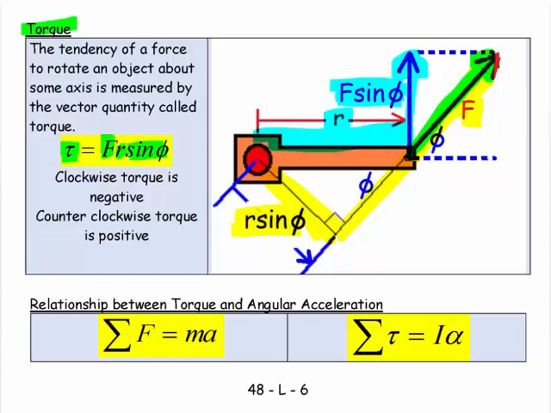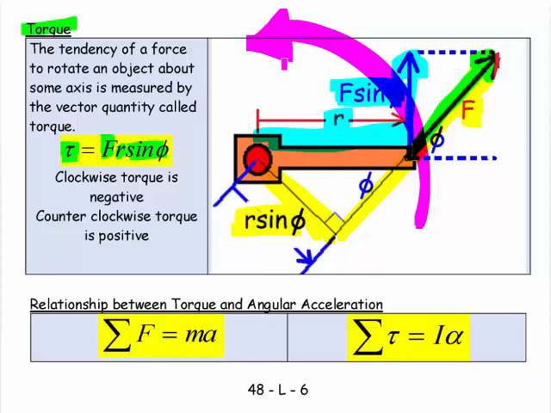So if a torque tends to cause a counterclockwise motion, we call it a positive torque. And if the torque tends to cause a clockwise direction, we call it a negative torque. The vector is actually at 90 degrees to the plane of this circular motion.